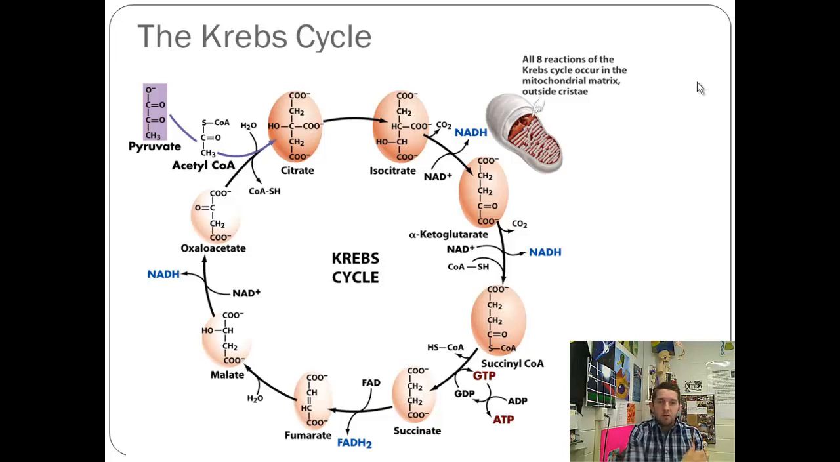But that dephosphorylation event changes succinyl-CoA to succinate, our next 4-carbon intermediate. We're going to have another reduction event. This time we're going to reduce another coenzyme, not NAD in this case. We're going to reduce FAD, flavin adenine dinucleotide, and we're going to rip 2 hydrogens off succinate, add them to FAD to make FADH2.